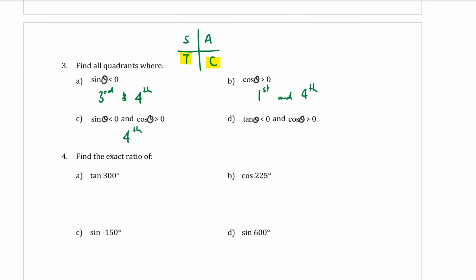Okay, and part D, tan is less than 0. So tan is negative in the 2nd quadrant and the 4th quadrant. But cos is greater than 0. Cos is again greater than 0 here, but not here. So it's the 4th quadrant again.